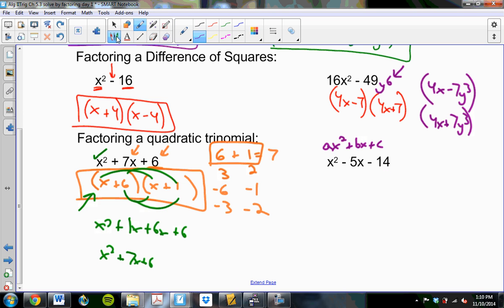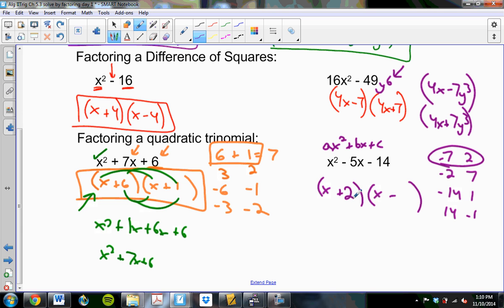When the c term is negative, you know that in these bubbles, one of them is positive and one of them is negative. That has to be the case because when they multiply together, you get a negative something. We also know these are both going to be pluses, so I want two numbers that multiply to negative 14 and add up to negative 5, and that's these numbers right here. So it's going to be x plus 2, x minus 7, and that is now factored. And that is very basic, simple factoring.